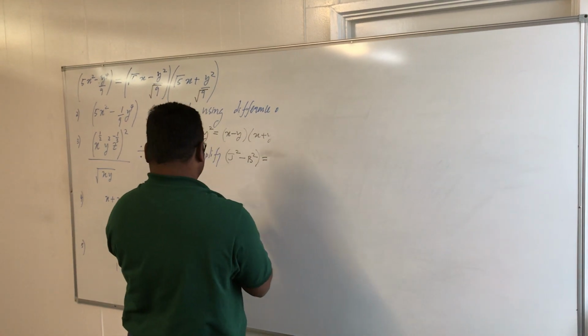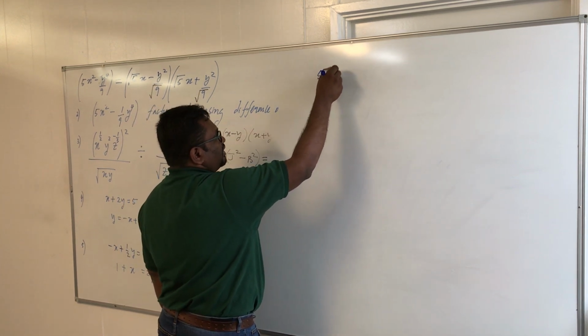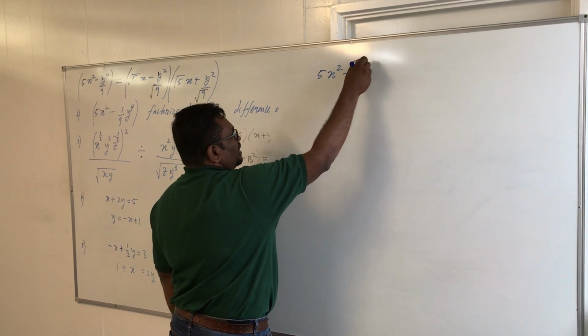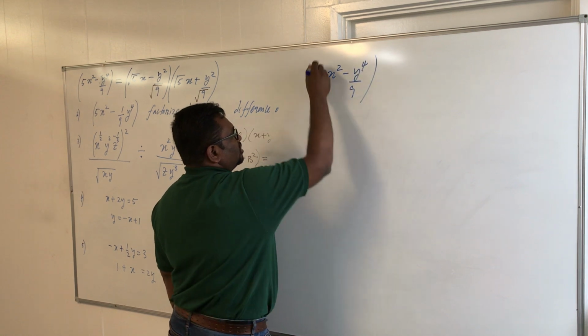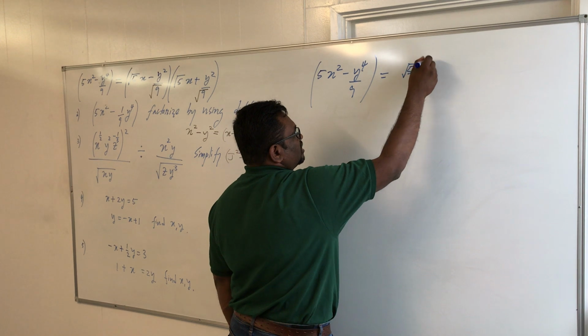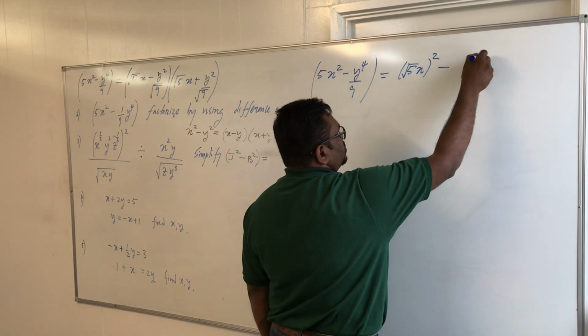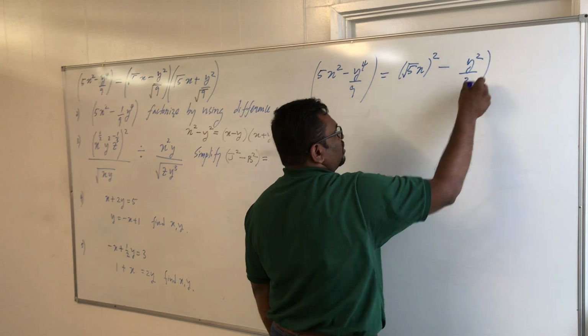Now look at this again. I'm going to explain this here. Look, 5x squared minus y to the 4 divided by 9. You can write this one as square root 5x whole thing squared minus y squared divided by 3 whole thing squared.